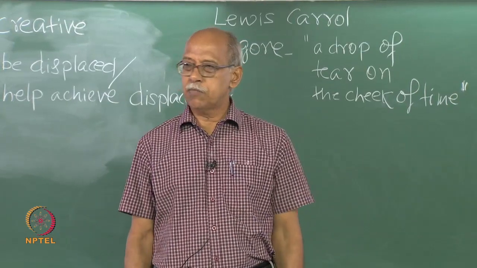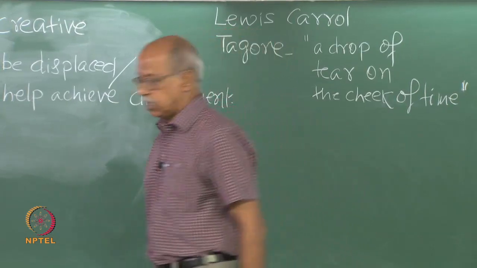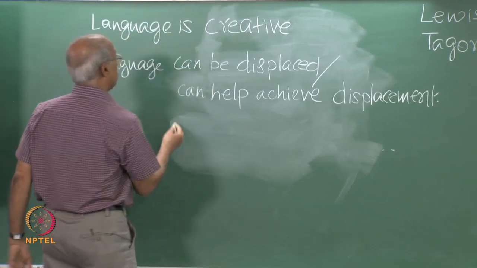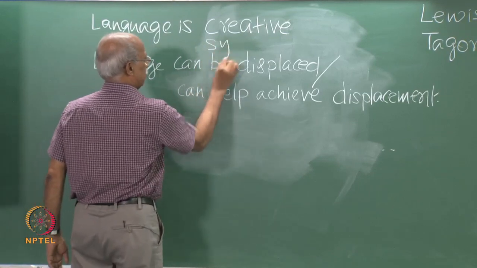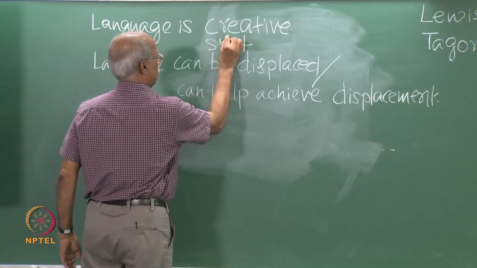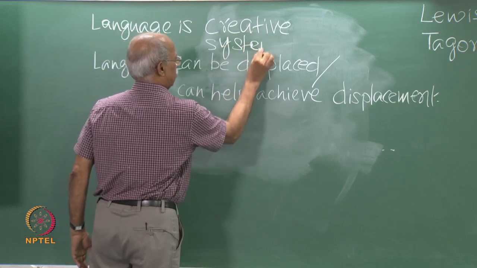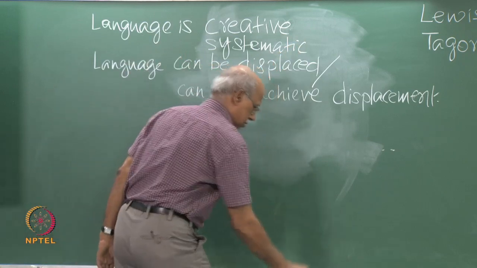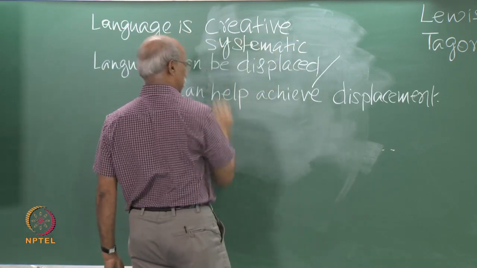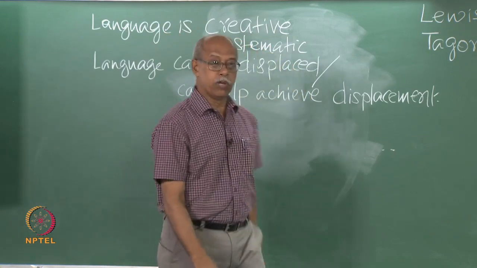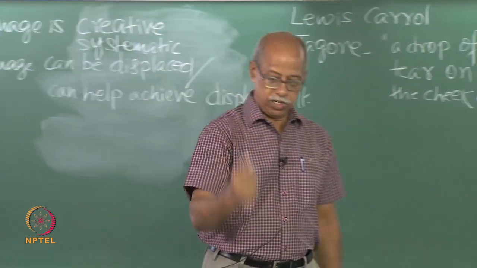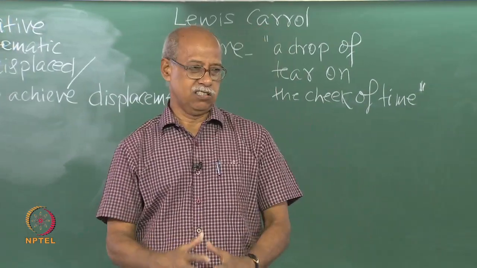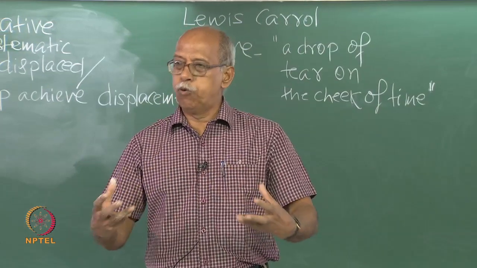All languages are systematic. There is some amount of arbitrariness, but languages are systematic. Please write. What do we mean when we say language is systematic? We mean two things. Number one, it has units. It is not one block. It is made up of sub-blocks.